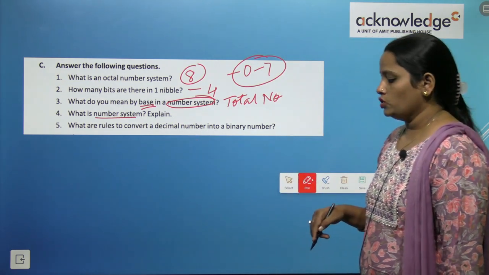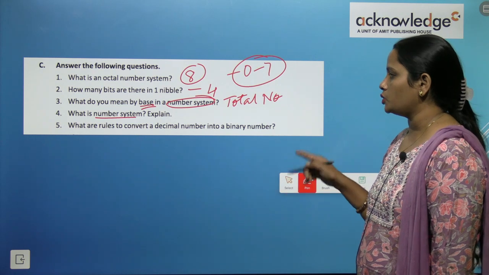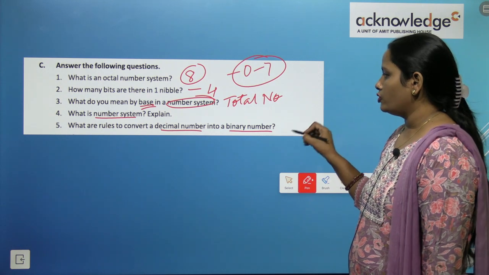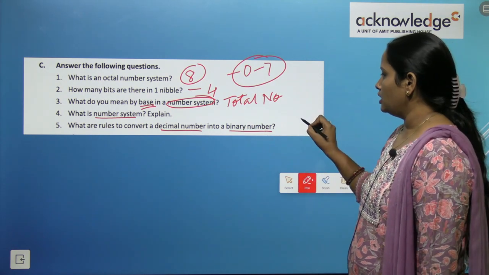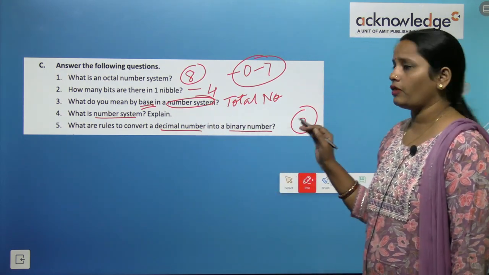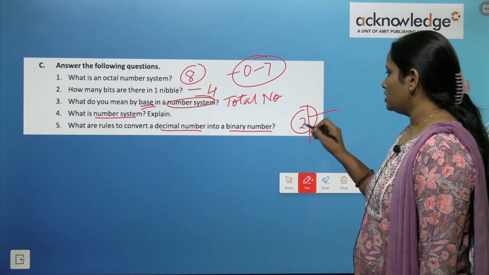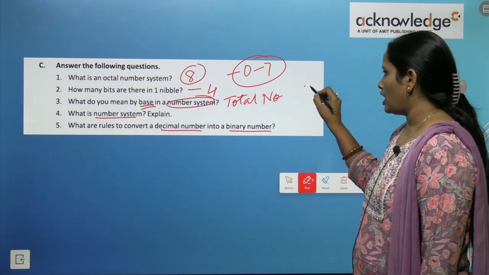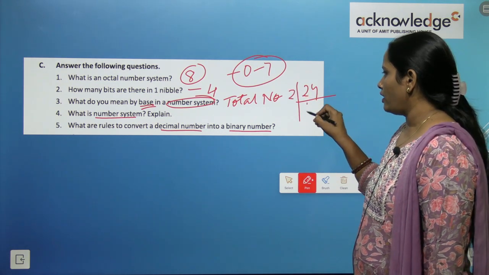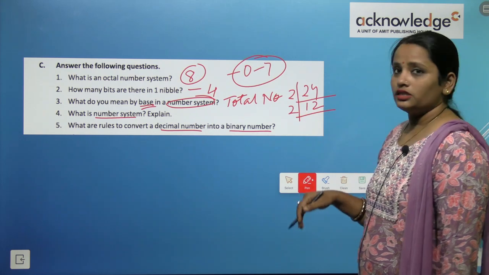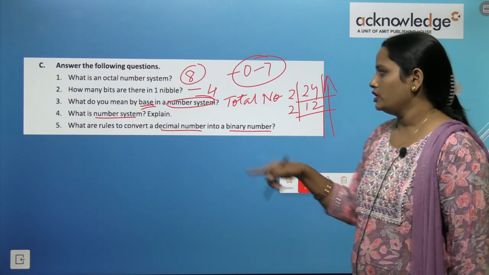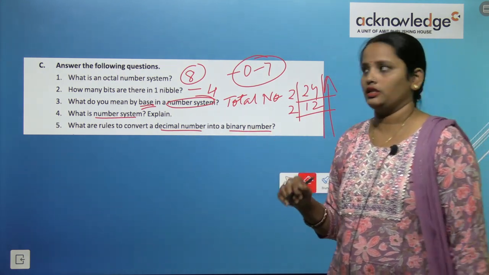What are the rules to convert decimal number into binary number? So for converting decimal number into binary number, we have to divide the number by 2. So whatever number we have to convert in binary number, that is to be divided by 2. Suppose I have to convert 24 into binary number. So I have to divide it by 2 till the answer comes 0, and the remainders that we get will be the conversion of decimal number into binary number.